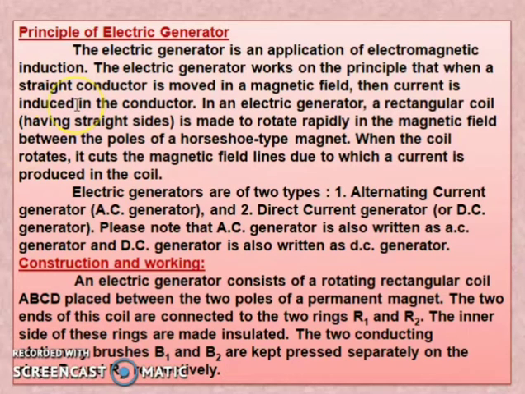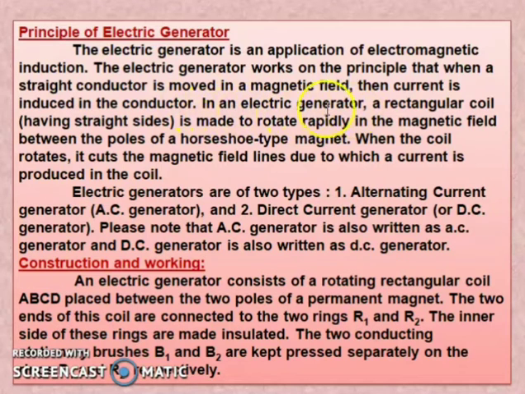Now we will see the principle of the electric generator. The electric generator is an application of electromagnetic induction. Now we have seen electromagnetic induction. The electric generator works on the principle that when a straight conductor is moved in a magnetic field, a current is induced in the conductor. We are not giving that current, the current will be induced. That is called electromagnetic induction.